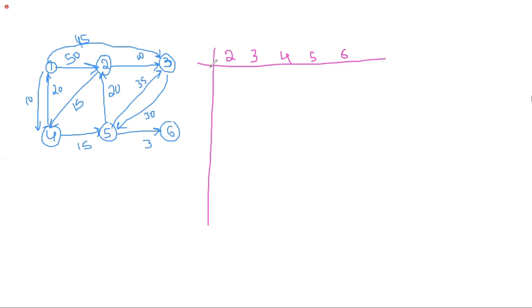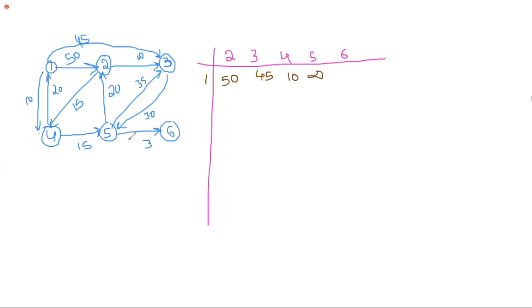Observe carefully. First, I am considering my source as 1. 1 is the source vertex. From 1 to 2, what is the distance? 50. So I'm updating that. 1 to 3, what is the distance? 45. 1 to 4, what is the distance? 10. 1 to 5, there is no direct edge. So we don't know initially, right? So making it infinity. Is it clear? Yes, ma'am.